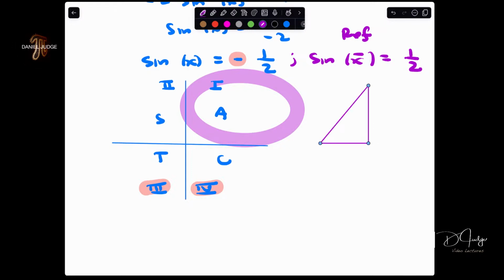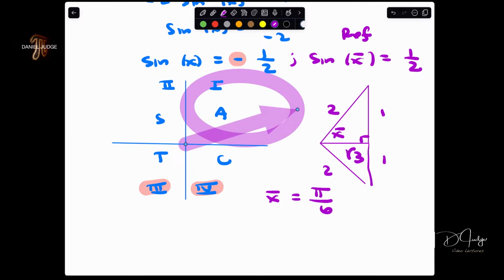So we need to know what the reference angle is. I'm going to go back to my definition here of a right triangle where sine is going to be, that's x bar, my reference angle, opposite over hypotenuse. Now this makes this a square root of 3. I recognize this special triangle and I go, oh, that's 30 degrees. So pi over 6 is the reference angle. Now this is where sine is positive. So it's 30 degrees here.